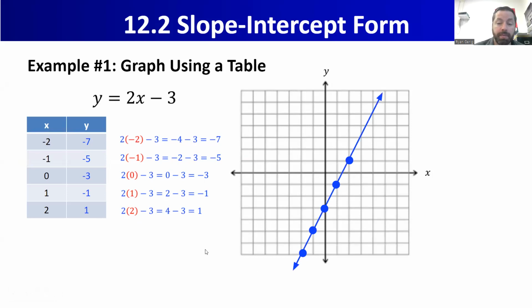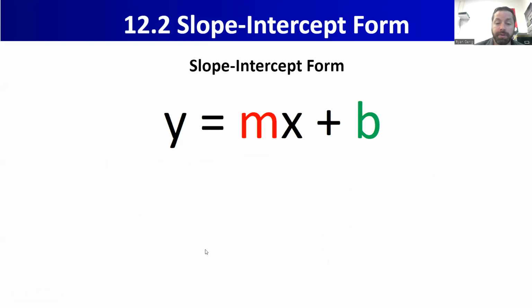Is there an easier way? Well, introducing slope-intercept form. So that's y equals mx plus b. Some of you may have heard of this. So m represents the slope, which we just learned in the first lesson of this week. The b is a new concept. That's the y-intercept. And that's simply the point where the graph crosses the y-axis.